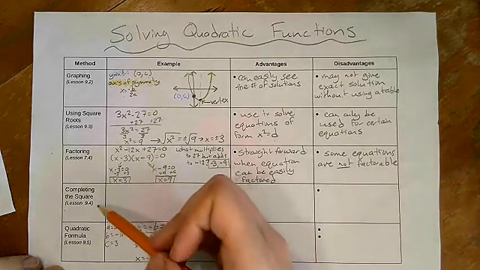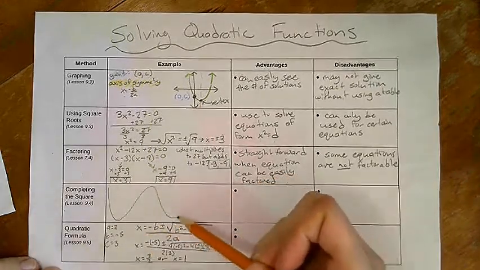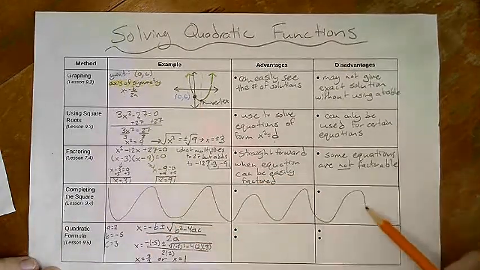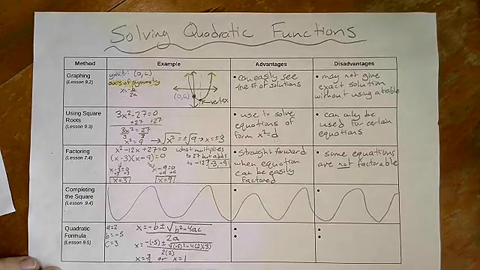We did not do completing the square. That was a lesson I chose, for the sake of distance learning, that you're just going to have to learn about when you get to Algebra 2, okay? So go ahead and cross that row out.